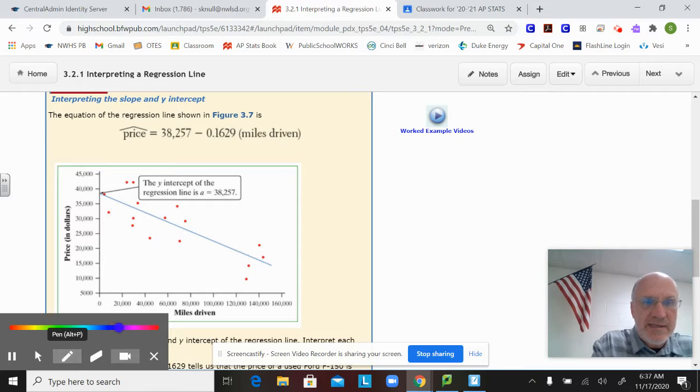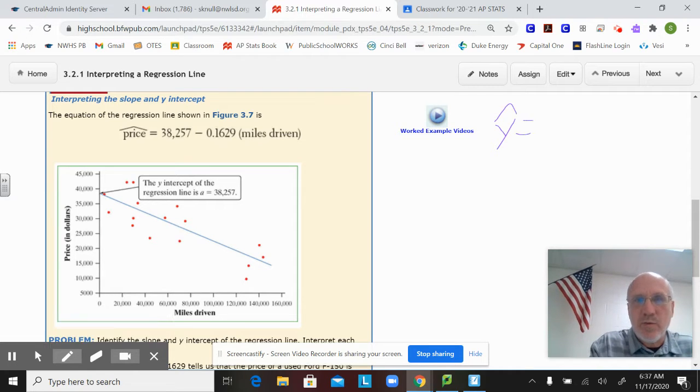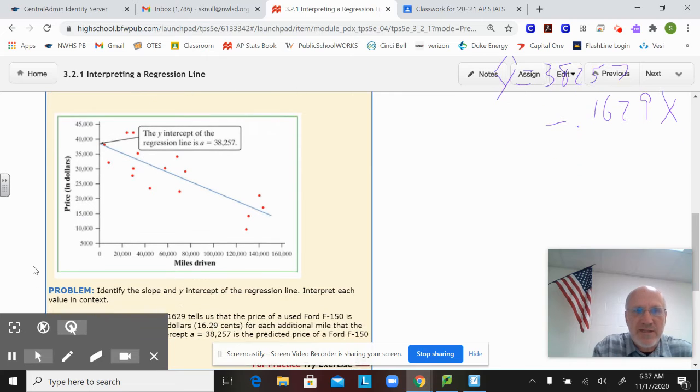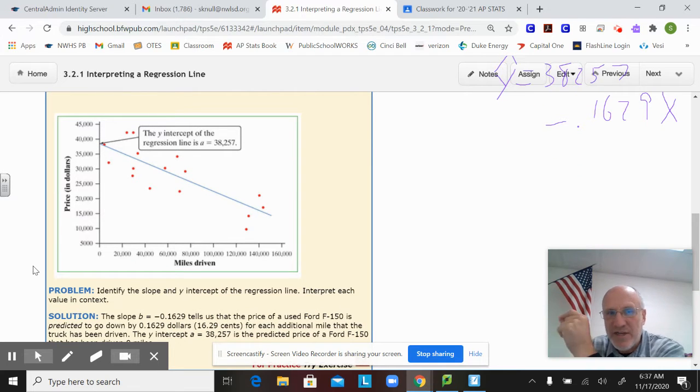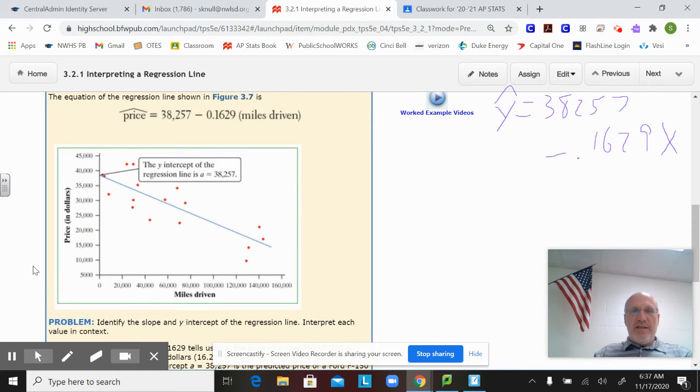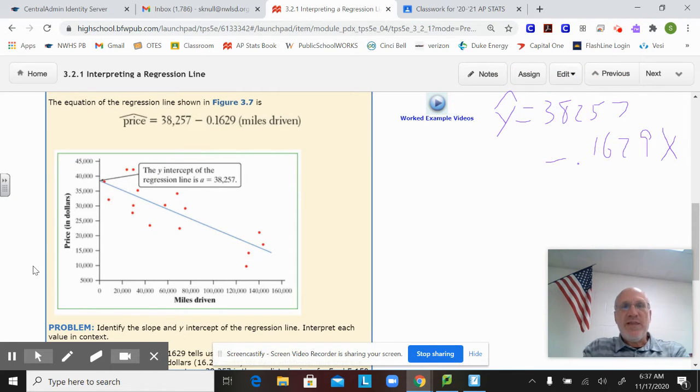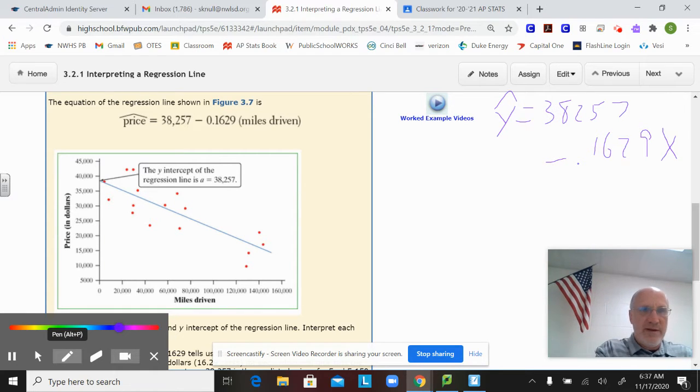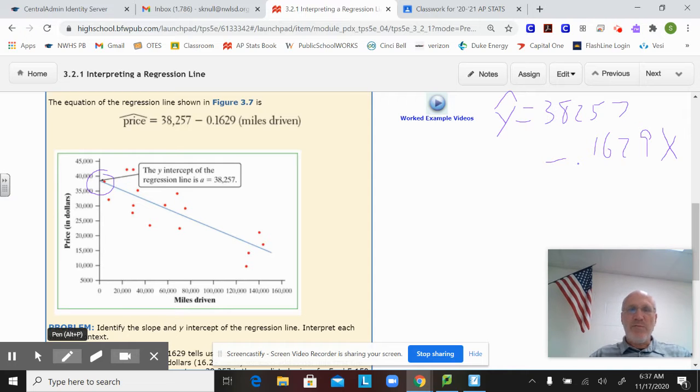That really is y hat equals 38,257 minus 0.1629x. That's what that equation is. So if you were asked to interpret that, you'll notice that this problem says, identify the slope and y-intercept, and interpret each in context. So let's see if we can do this before I look at the answers. The y-intercept is 38,257. That is the ordered pair right here. That would mean if the car has been driven 0 miles, its predicted price is $38,257.